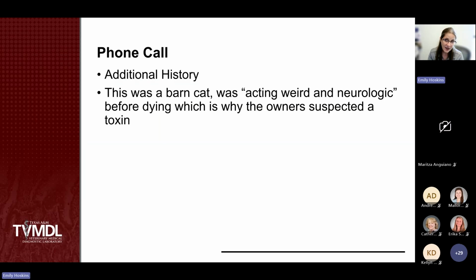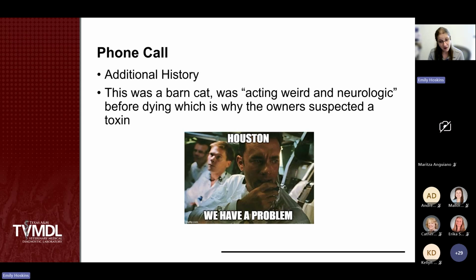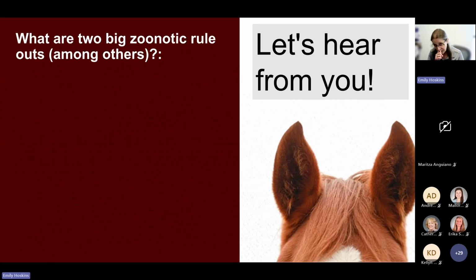This was a barn cat that was acting weird and neurologic before dying, which is why the owners suspected a toxin. So this is problematic, and it's problematic for a couple of reasons. But what are two big zoonotic rule-outs? There are obviously a lot of causes of encephalitis in a cat, but what are two big zoonotic rule-outs that would be important to keep in mind for this case?